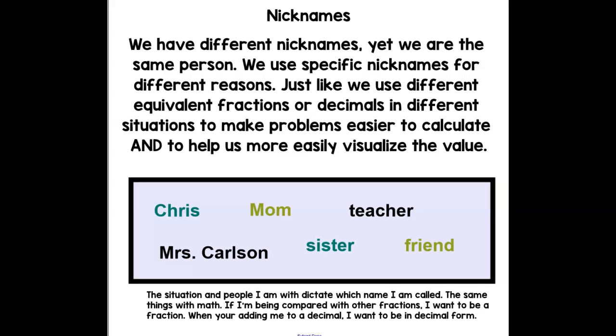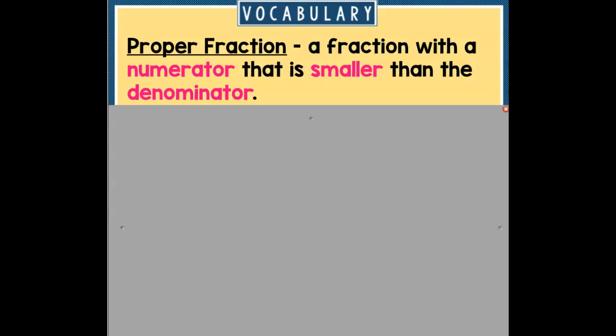Just like you might have a nickname, someone might call you Honey or Pookie or Sis or Bro, but those would be nicknames that still describe you. We have nicknames that we can use to describe numbers as well.